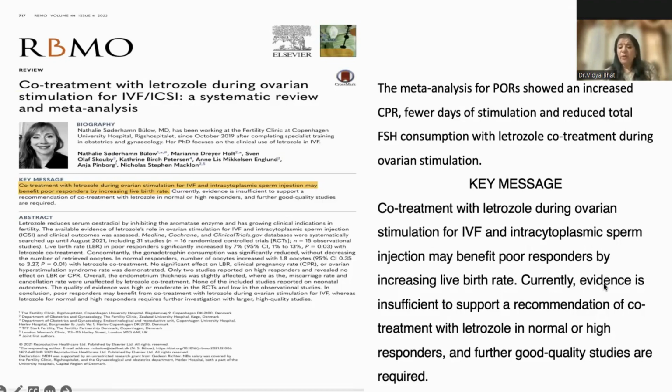So co-treatment during stimulation for IVF and intracytoplasmic sperm injection may benefit poor responders by increased live birth rate. Currently the evidence is insufficient to support this recommendation, but I think you need more studies for this.